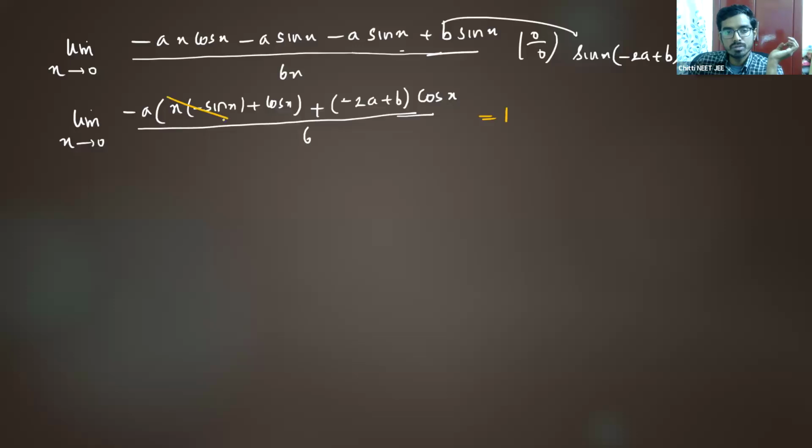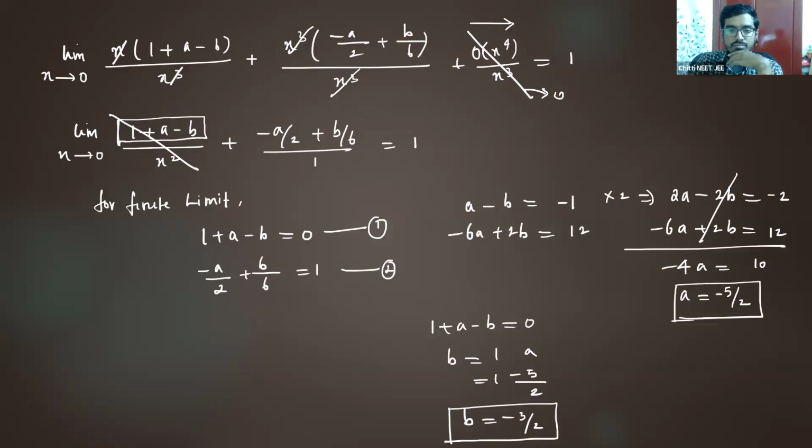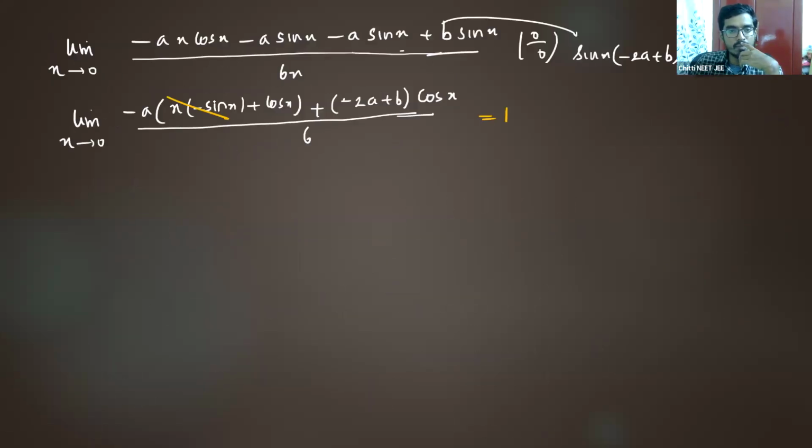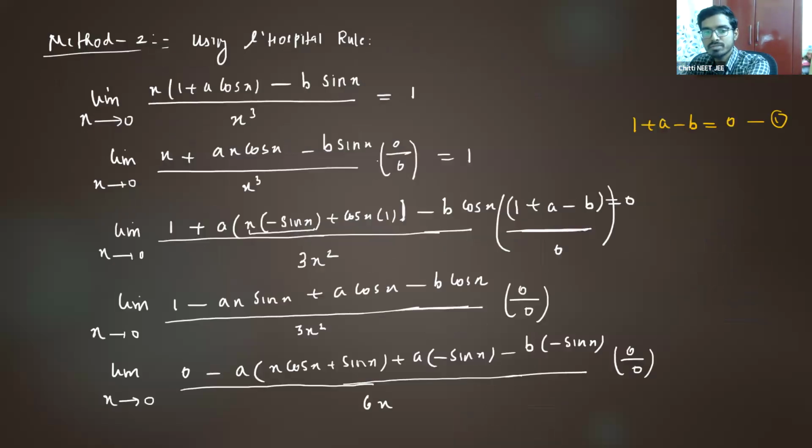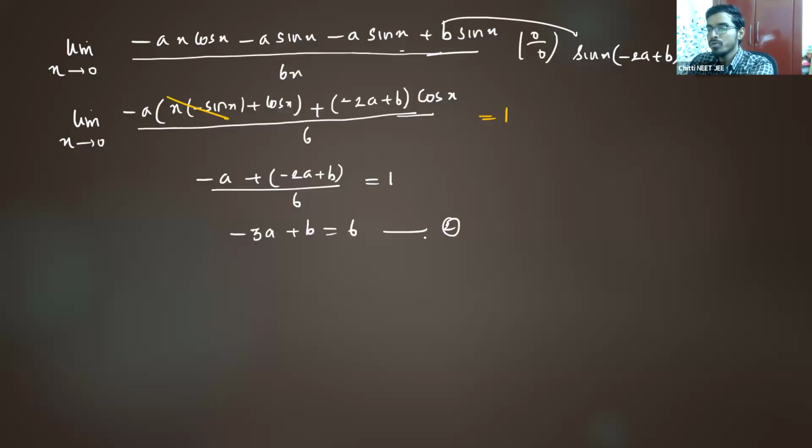When you put x is equal to 0, this will be 0. This will be 0. So when you put 0, this will be 0. This will be cos 0 is 1. So minus a plus minus 2a plus b by 6 is equal to 1. So here we have minus 3a plus b is equal to 6. This is the same equation we got here, right? You divide by 2. Minus 3a plus b is equal to 6. This is what you got here. So solve from 1 and 2, you'll get the same value of a and b. Is it clear?